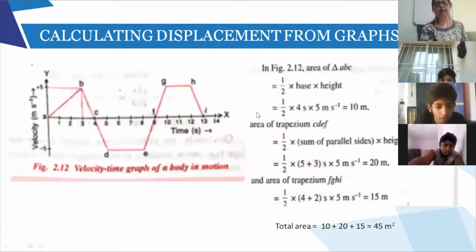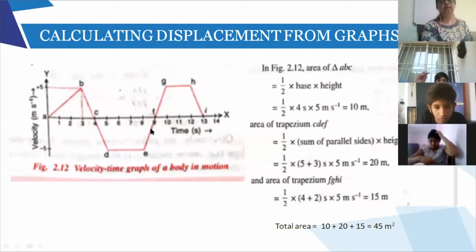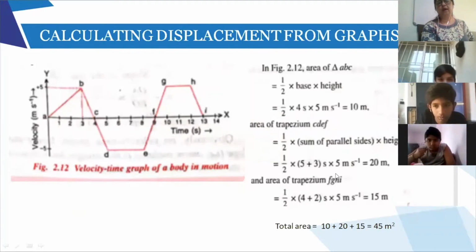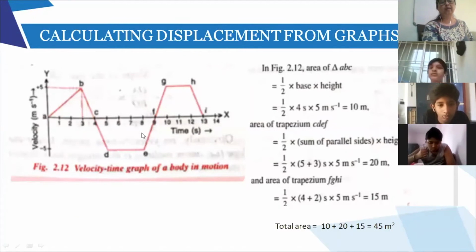Now, let us come to the area of a trapezium. Area of trapezium is half into the sum of the parallel sides multiplied by the height. So the sum of the parallel sides is this plus this. The first is 9 minus 4, that is 5, and down it is 3. If you take from here 5 and from here 8, 8 minus 5 is 3. So half into the sum of the parallel sides multiplied by the height, and the height is taken as 5.